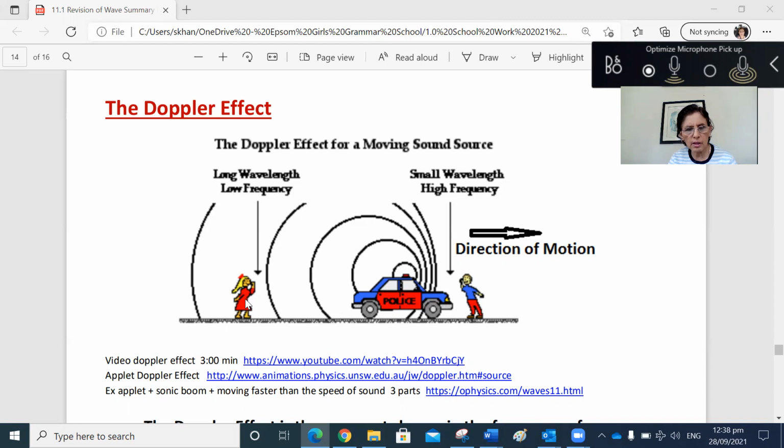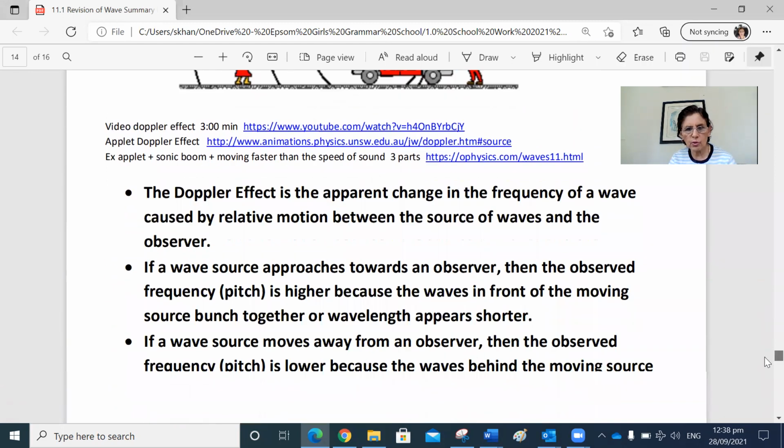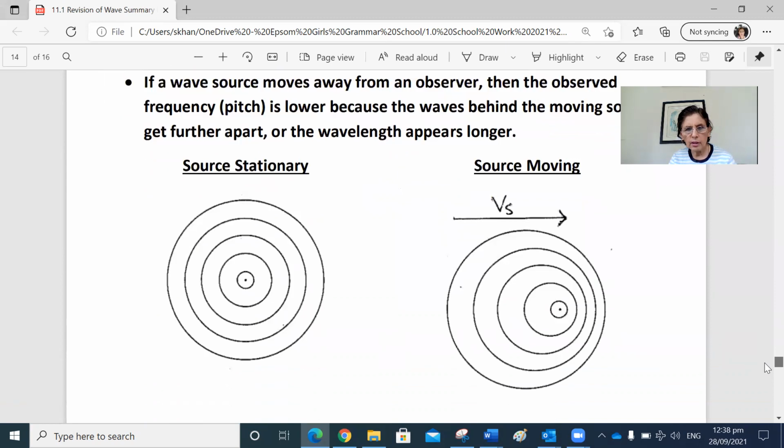A person behind the moving source will have the wavelength become longer. And since speed is constant, this person will hear a lower frequency. So this apparent change in frequency because of the moving source is called the Doppler effect.